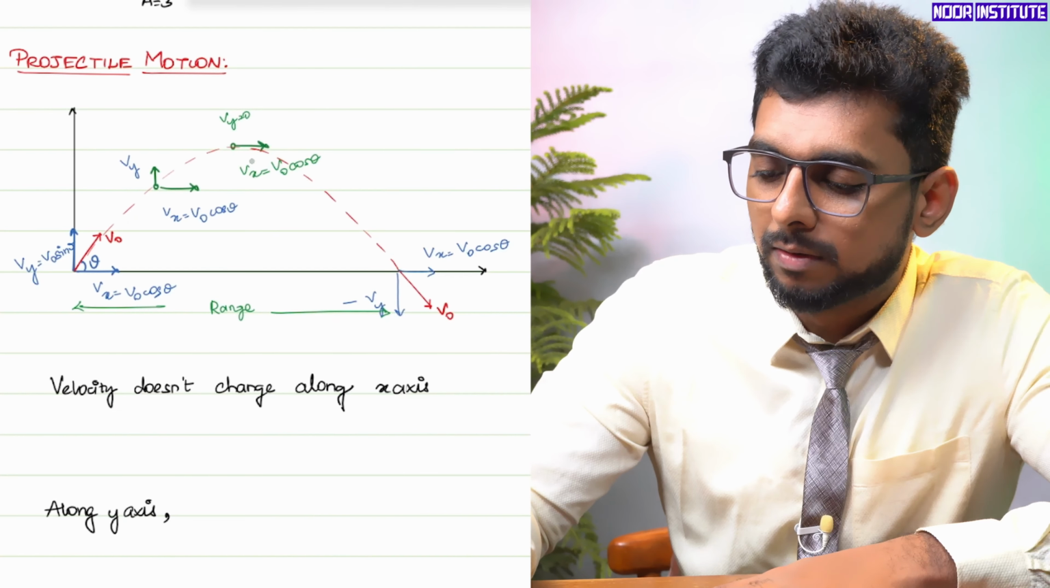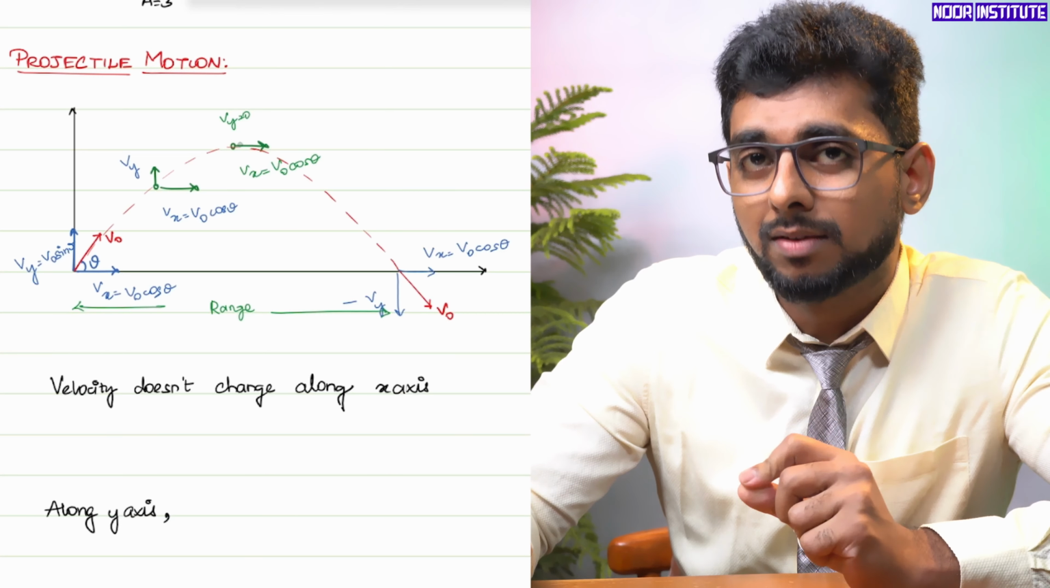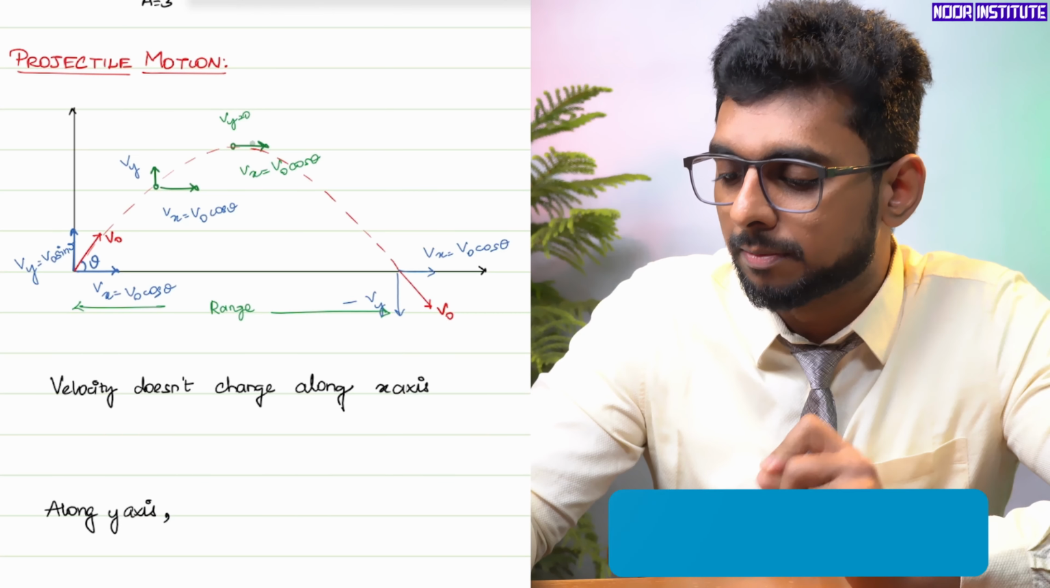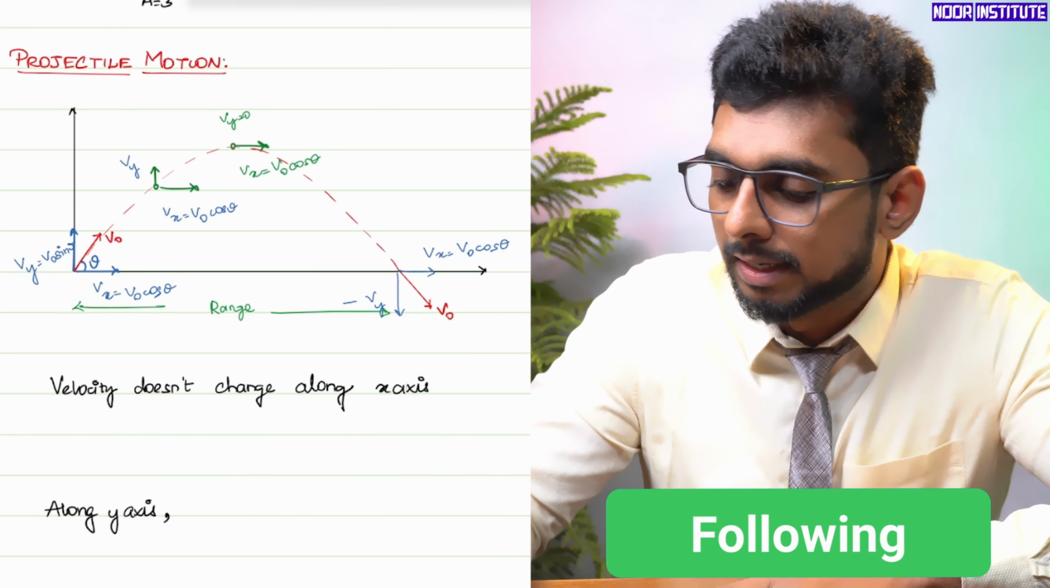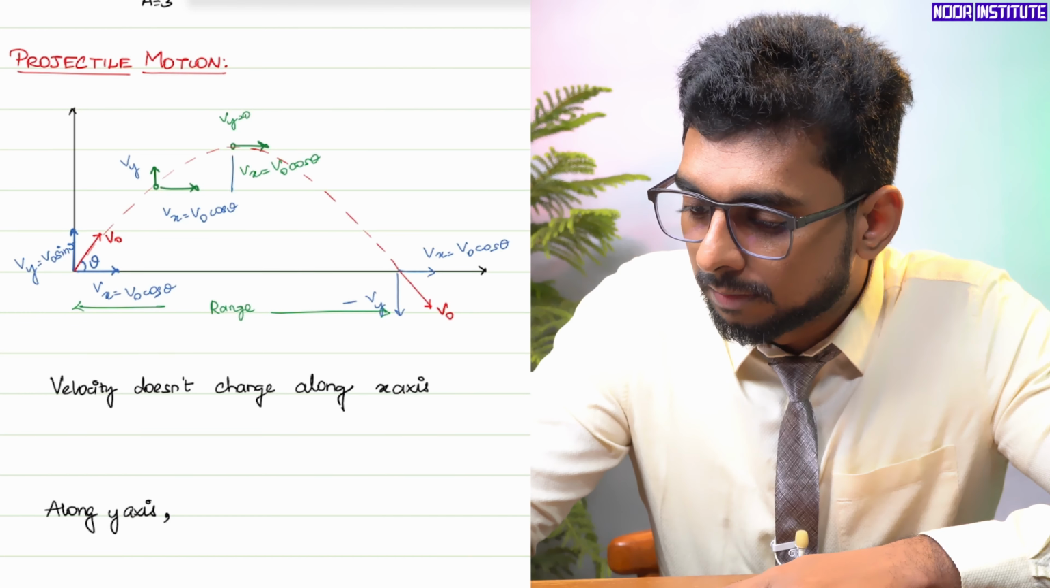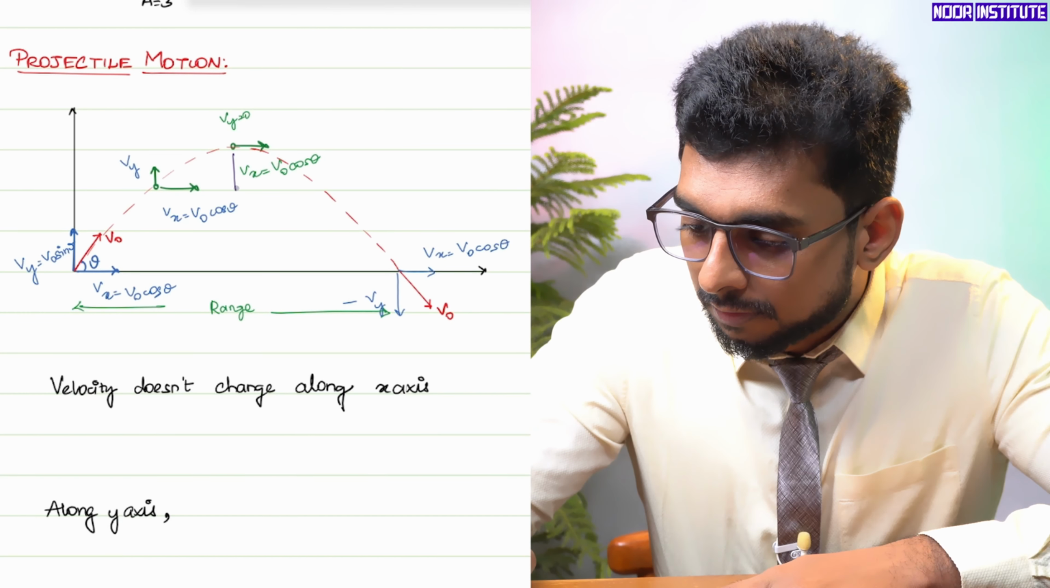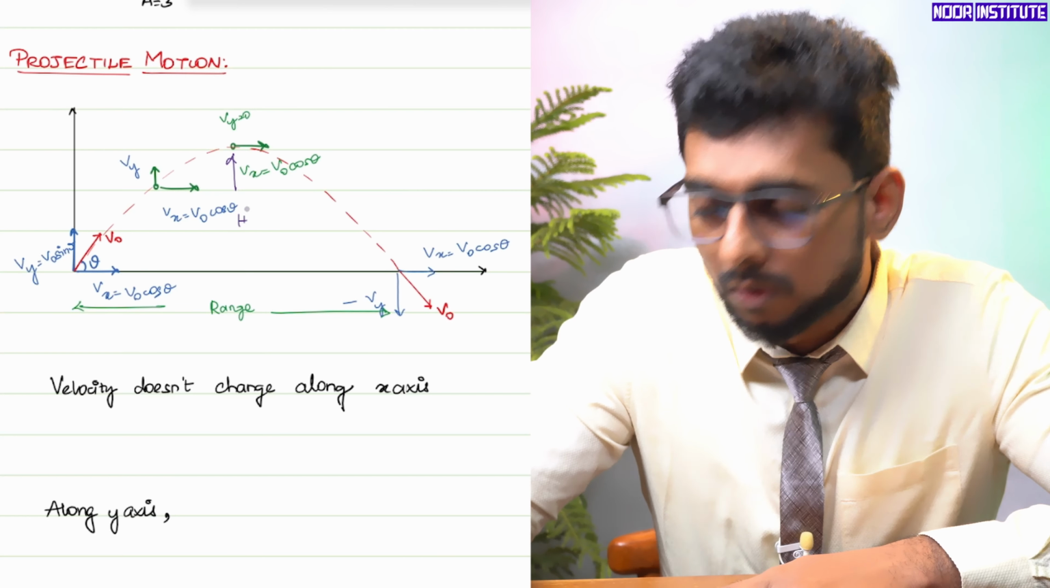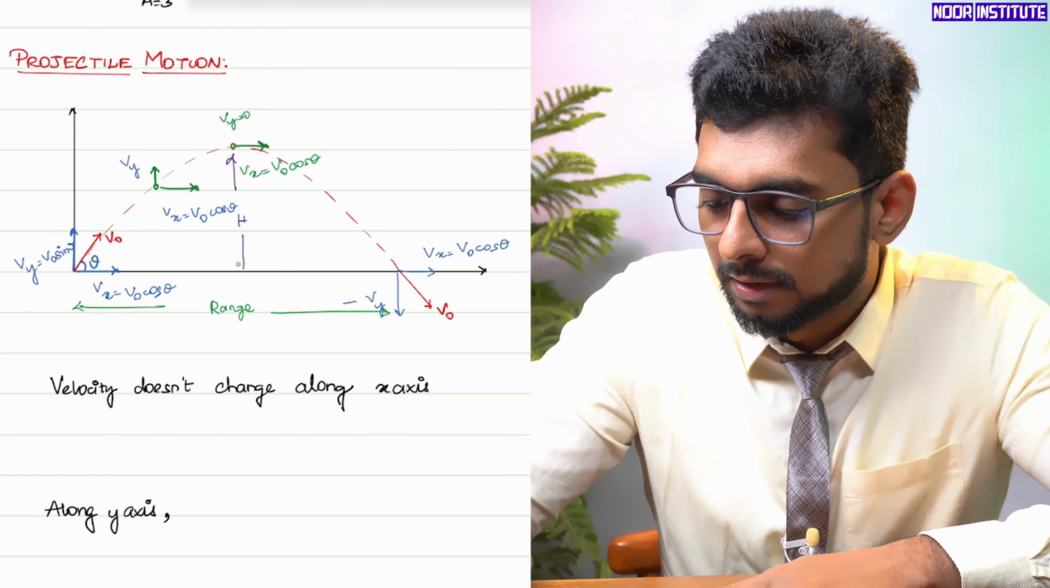Then the maximum height will be when the velocity y goes to 0, you will end up getting the maximum height. Therefore, the maximum height here is this point, fine. So this is the maximum height. I'll call the maximum height as capital H, fine.